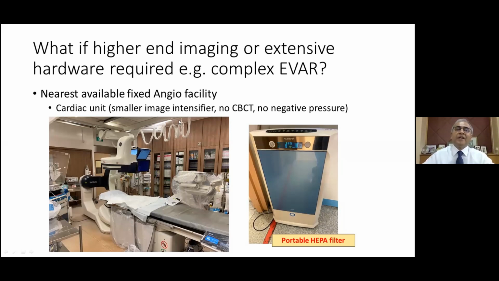However, it has its drawbacks. You won't have a very large image intensifier. So if you're doing a GI bleed, you'll probably have to do an angio of different quadrants. There is no cone beam CT, and there's no negative pressure. So what we do to help in purifying the air is use portable HEPA filters. We place 4 filters in different corners of the room, and they're continuously filtering the air while we're doing the procedure.